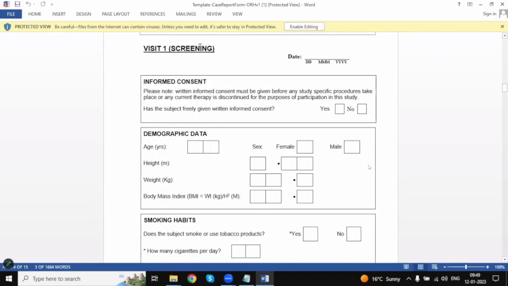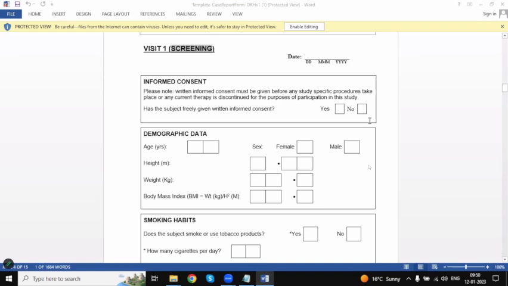When you come for the first visit, visit 1, at the time of screening, first: has the subject freely given written informed consent? Yes or no? What is informed consent? Giving willingness to participate in the study.